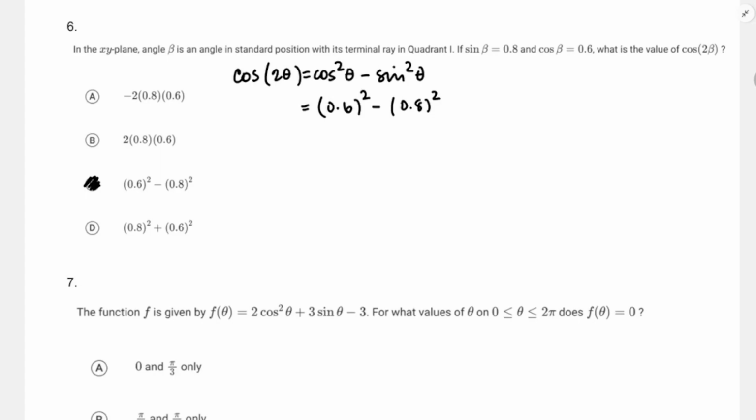But if you didn't know that, you would need to use the addition formula for cosine, which we have not talked about in this video, so I'm going to just go in and do that right now. Cosine of A plus B. All right, cosine is cosine, cosine, sine, sine.